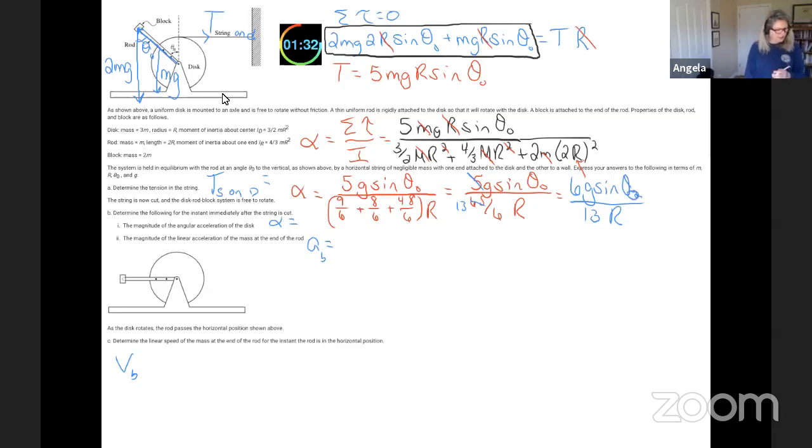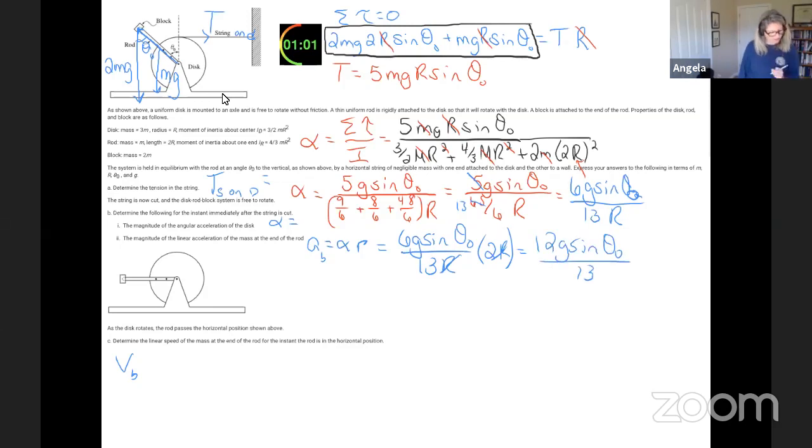And then we want the linear acceleration of the block, okay? So linear acceleration is alpha r, right? But that r is how far the block is from the rotational axis. It's 2r away from the rotational axis. So you have to take the alpha we just found, 6g sine theta naught over 13r, and multiply by how far the block is from the rotational axis. So once you do that, you'll get 12g sine theta naught over 13.